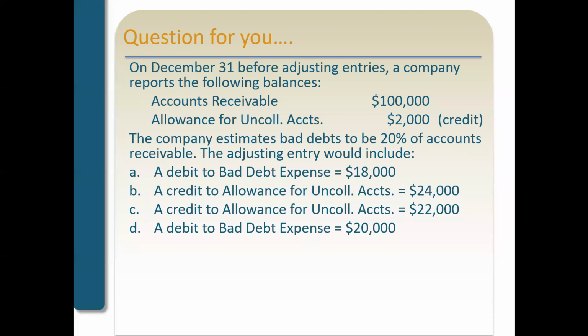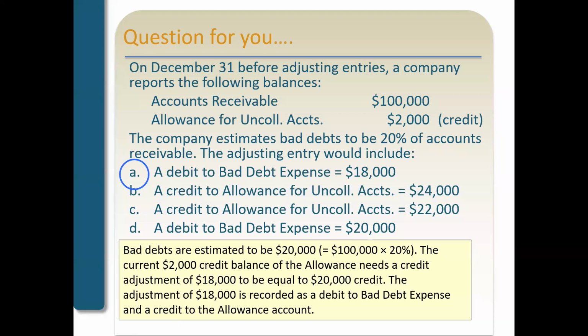On December 31st, before adjusting entries, a company reports the following balances. We have accounts receivable, 100,000. An allowance for uncollectible accounts is a credit of 2,000. If the company estimates bad debts to be 20% of accounts receivable, what would our adjusting entry be? Is it D? Think again. It would be A. Think about it.